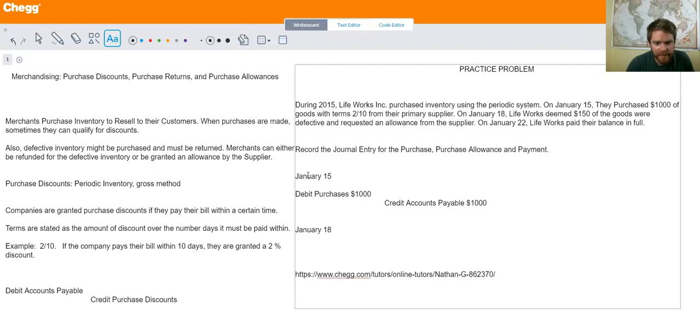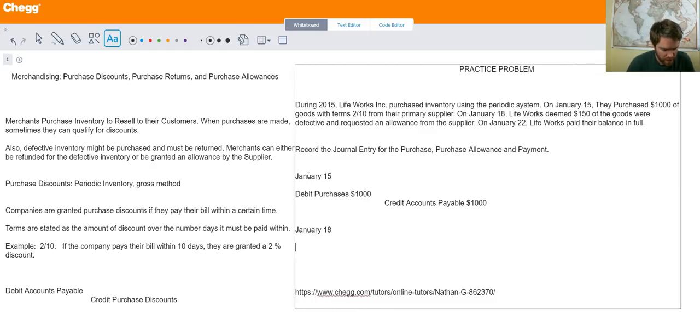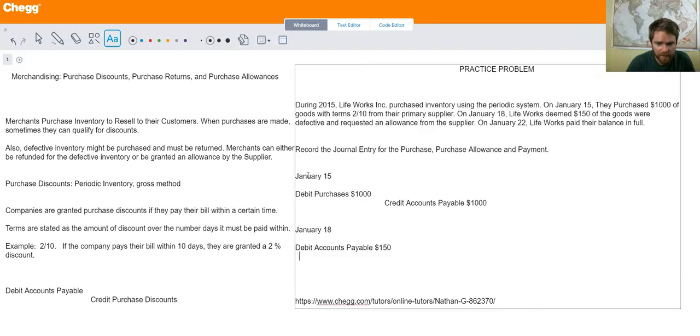Now on January 18th, there was that defective inventory they found, so they're going to request an allowance. So all you do there, you're going to debit your accounts payable because now you won't have to pay as much for that $150. You're reducing your liability by $150. And the supplier went ahead and granted you an allowance. You credit purchase returns and allowances for $150.